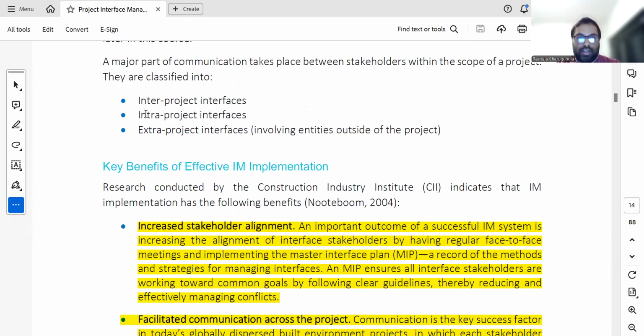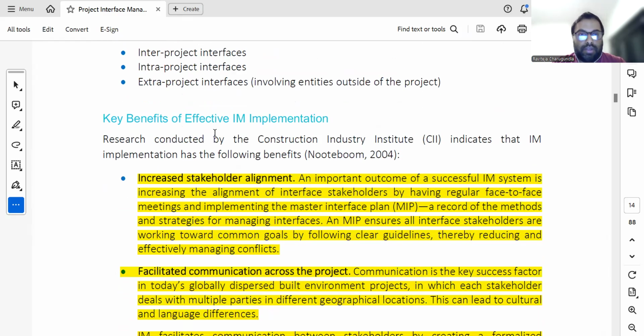And what are extra-project interfaces? The entities who are involved outside of the project. Let's say maybe the trades or the contractors. We call them extra-project interfaces. The communication between the client and the contractor, we call extra-project interfaces. That may be government officials or some other external parties who are not actively involved in the project. So we call them extra-project interfaces here.